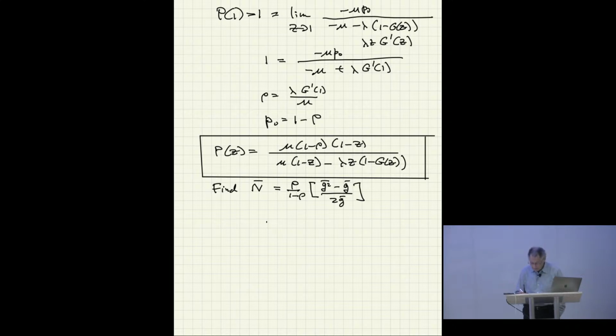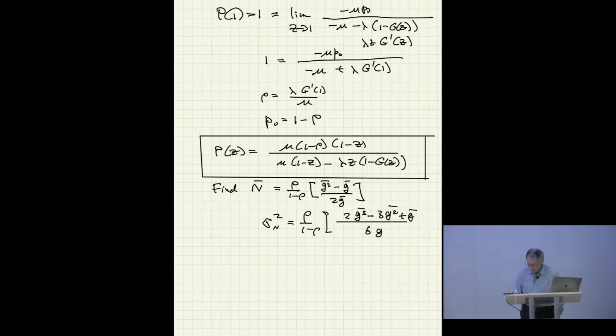And the variance of the number in system will equal, again, rho over 1 minus rho times the following expression. I'm not doing this, I'm just giving you the answer here. It'll be 2 times the third moment of g, minus 3 times the second moment, plus the first moment, all of that over 6 times the first moment, plus the mean number squared.